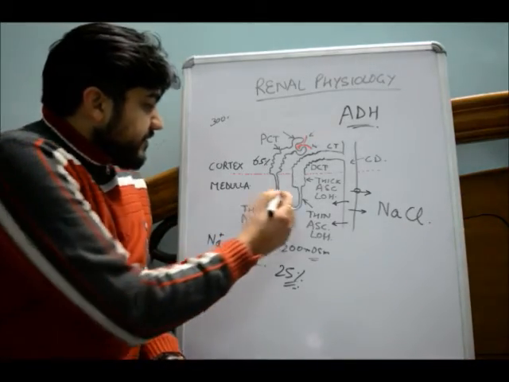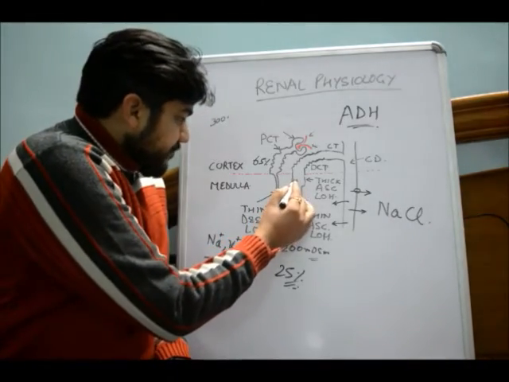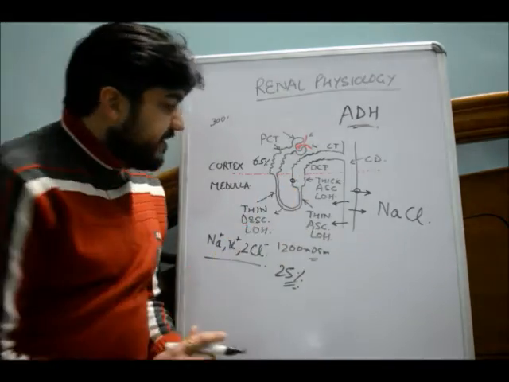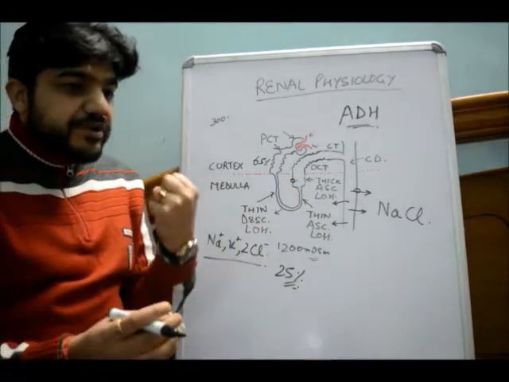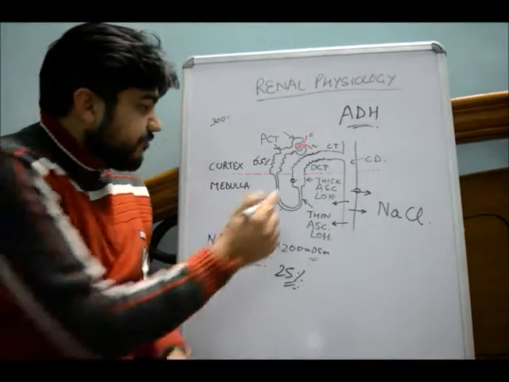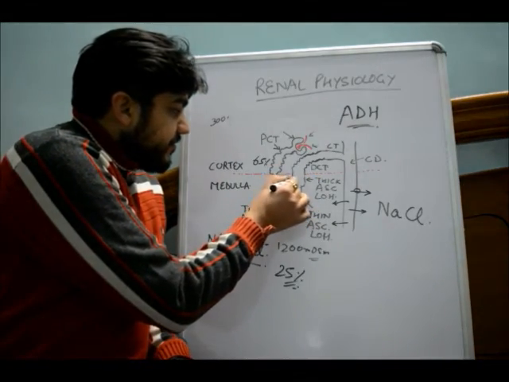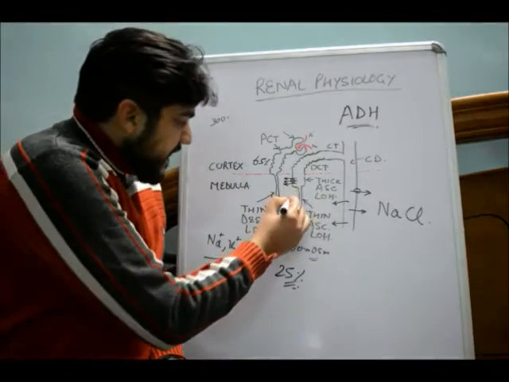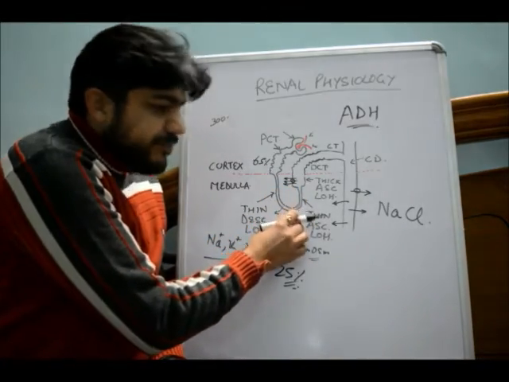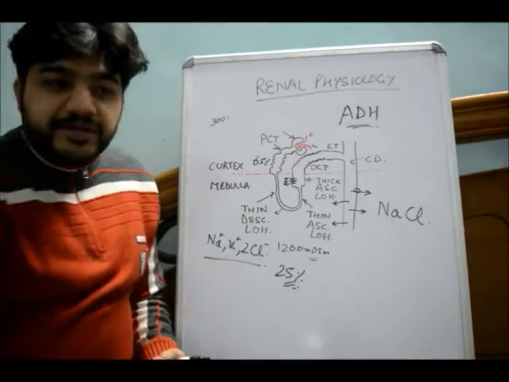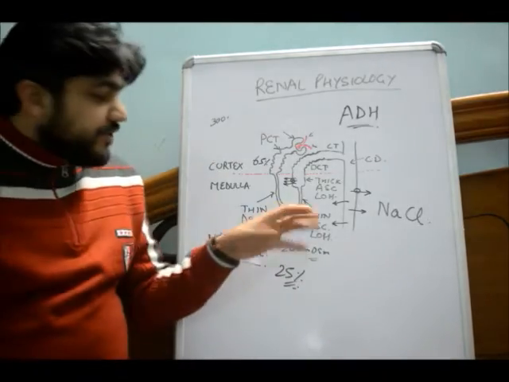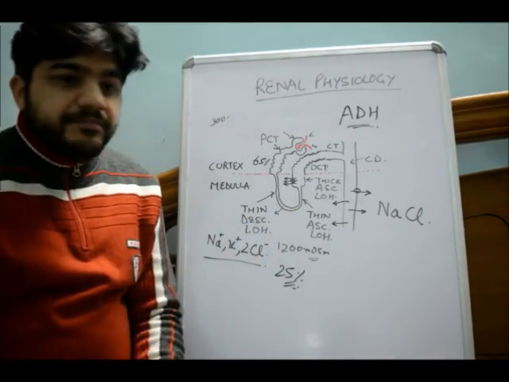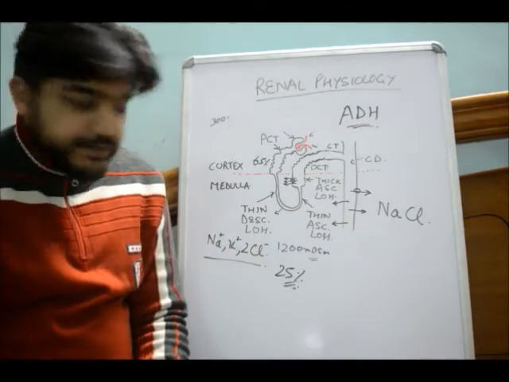So as I told you, there is a sodium potassium 2 chloride channel here in the thick ascending loop of Henle. Whenever it reabsorbs this sodium from the tubular fluid, where does it go? All these things go into the medullary interstitium. So they add to the pool of electrolytes here in the medullary interstitium. So this is what contributes to the increase in the medullary hyperosmolarity.